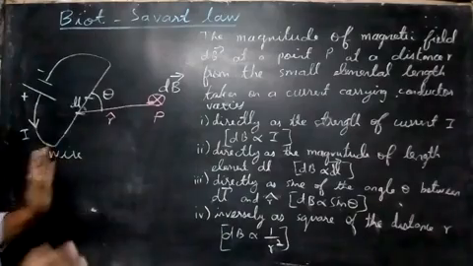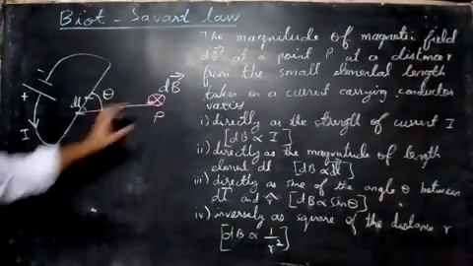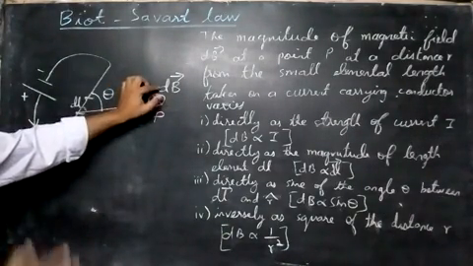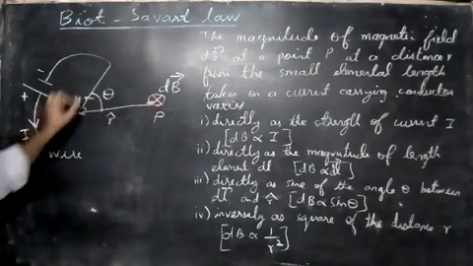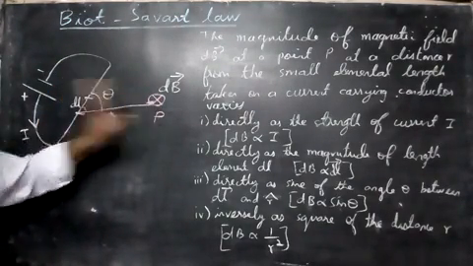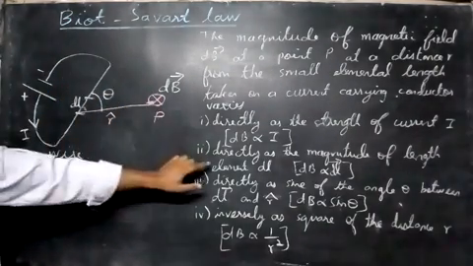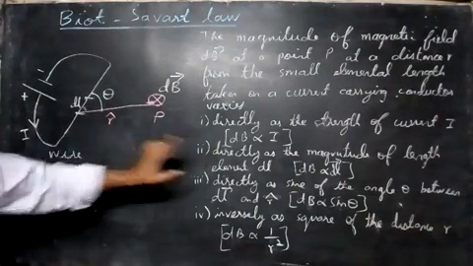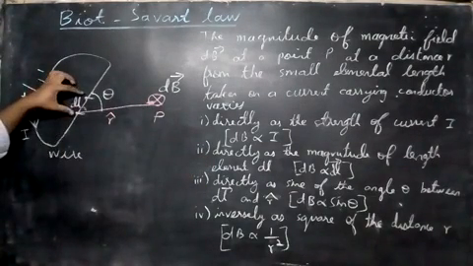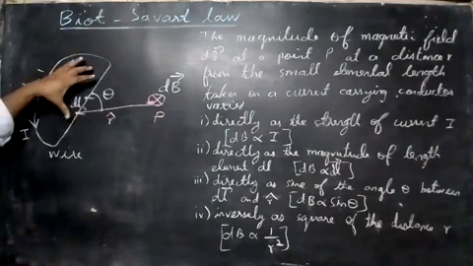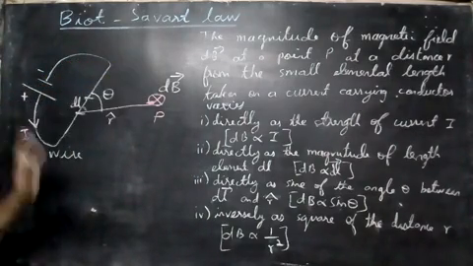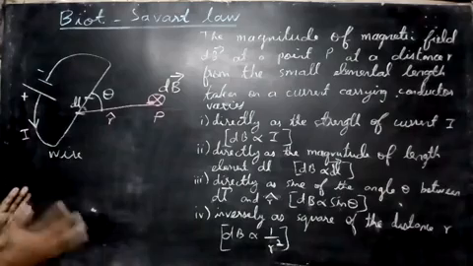Let's see the statements one by one. The magnetic field dB varies as the strength of the current. That means if you send more current, the magnetic field will be stronger. The second one is the magnitude of length element dl. If you take a larger element, the magnetic field also will be larger. Third, it varies as the sine of the angle.